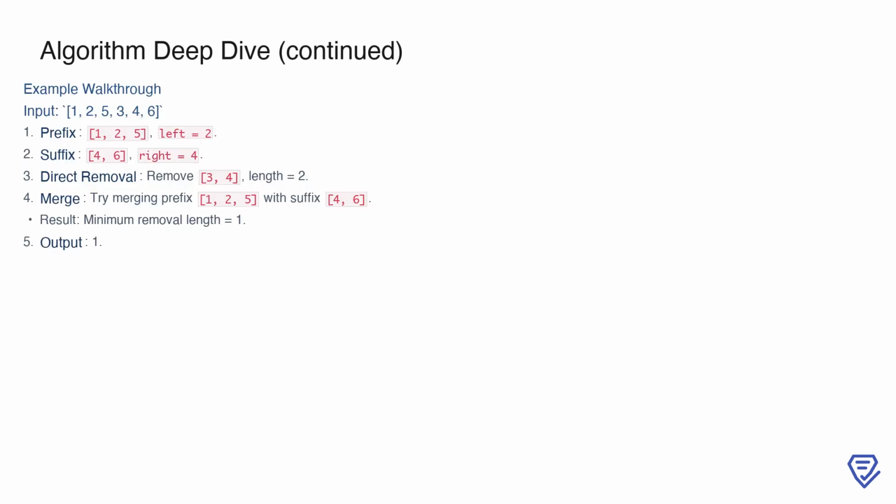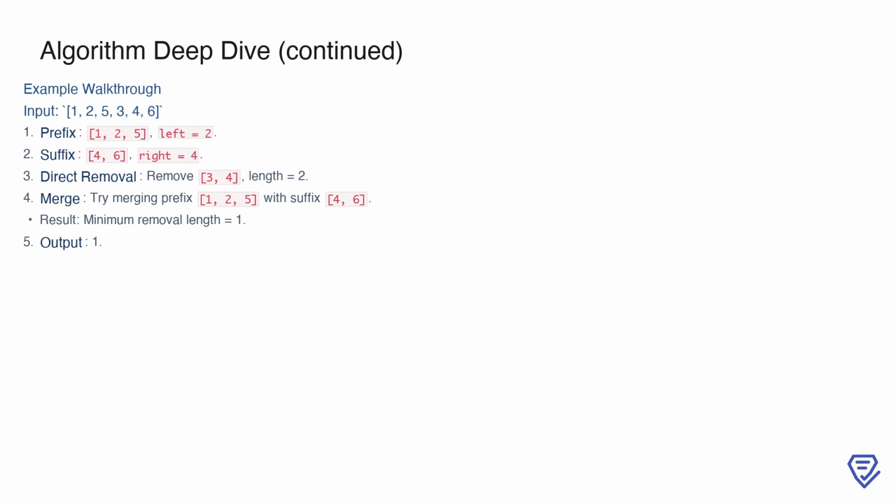To understand this algorithm in practice, consider the input array 1, 2, 5, 3, 4, 6. The longest non-decreasing prefix is 1, 2, 5, ending at index 2. The longest non-decreasing suffix is 4, 6, starting at index 4. The simplest removal option is to remove everything between the prefix and suffix, which gives 3, 4, with a length of 2. However, by merging parts of the prefix with the suffix, we can achieve a smaller removal.